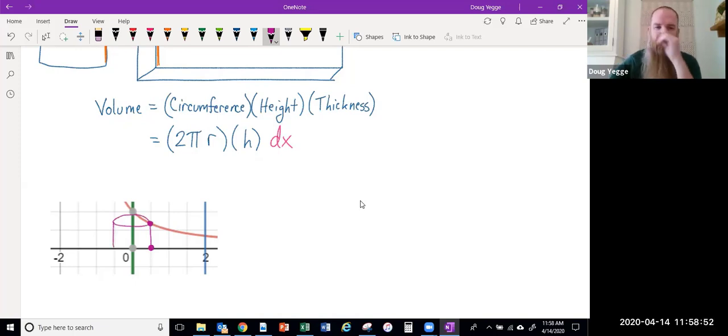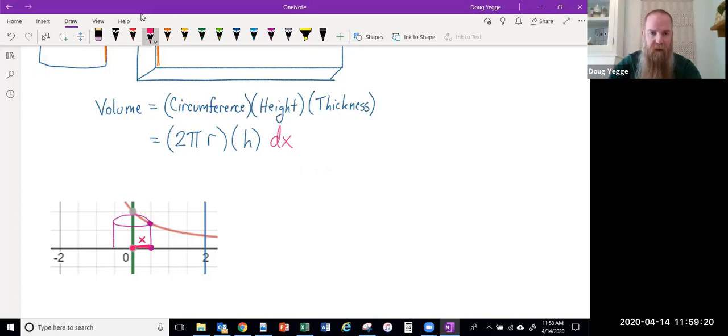So let's think about what we mean by the radius here. What is the radius? Well, the radius is nothing more than just the distance from the pivot to wherever I am. From the pivot to wherever I am. Well, look at what this is. It's easier to see on the x-axis. From the pivot to this location is nothing more in this case than just x.